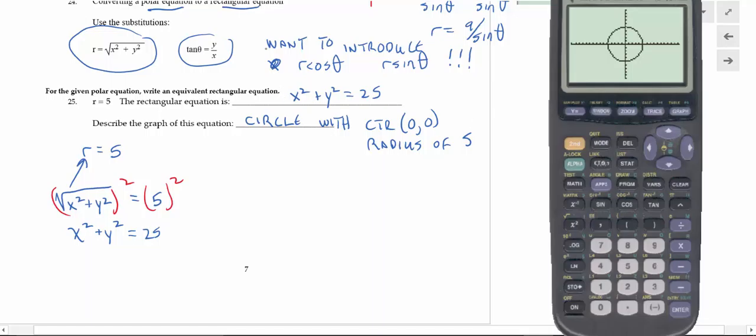Another way you could do this problem, and I do it this way a lot, is to take the equation and square both sides. So you get r squared equals 25, and then we know that's the Pythagorean theorem, so you get that. So that's an alternative way of doing that problem.